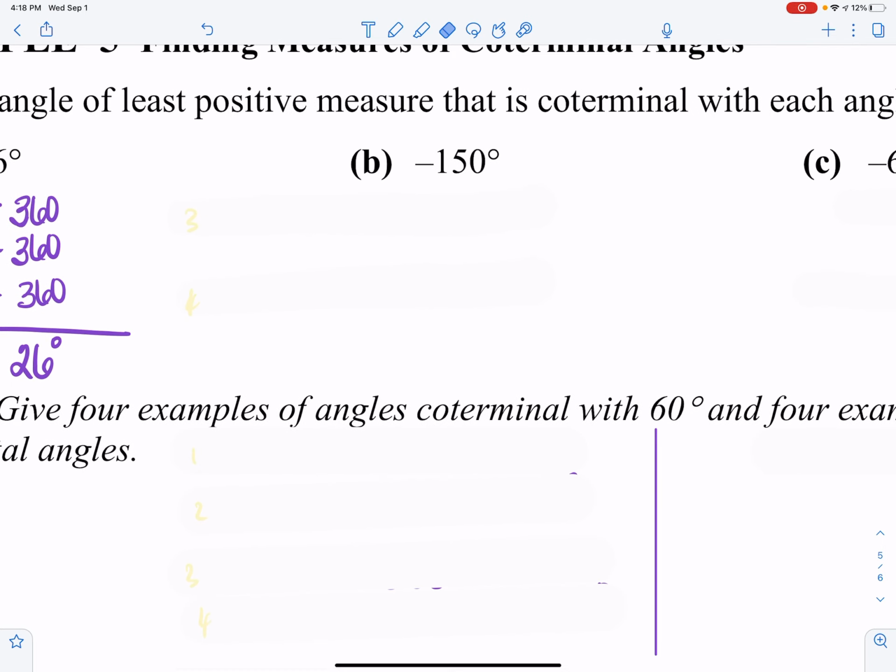For part B, instead of subtracting, I'm going to add, because this asks for the least positive measure. I'm already sitting at a negative angle. So I'm going to take my negative 150 and add 1 whole circle to it, and I'm going to get 210 degrees.